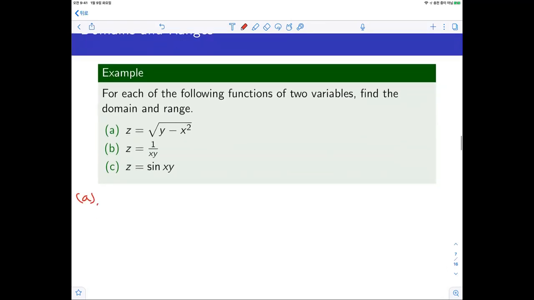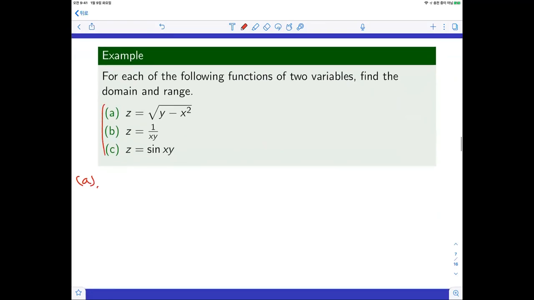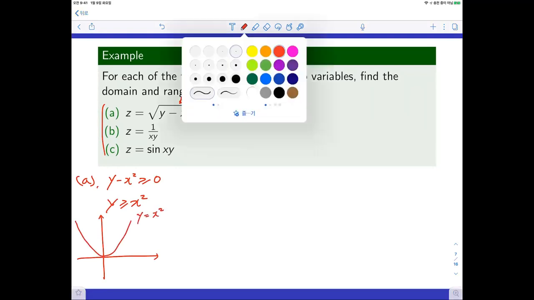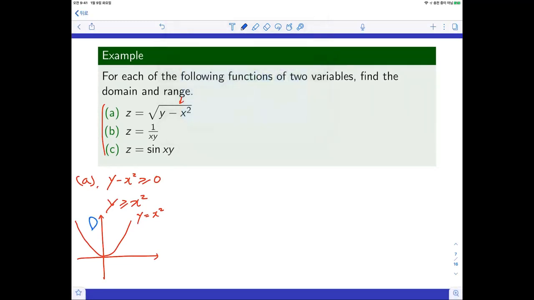For problem A, in this example, we should find the domain and range. Since there is a square root, y minus x squared should be non-negative. That means it is greater than or equal to zero. So we get this inequality. And if you draw the domain, then here is y equals x squared. Since y is greater than or equal to x squared, here is the domain.